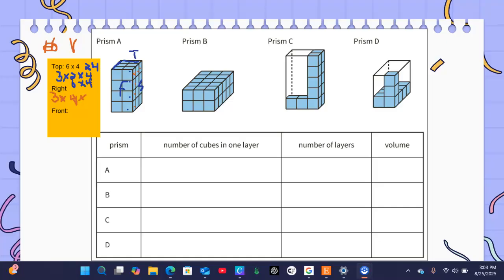Now, how many layers would that be? If we're looking at just this section right here, and we built this amount, how many times do we have to build this same cube? Well, we have built it 1 time, we built it a 2nd time. That would be 2. Let's double check our answer now. Well, we know that 3 times 4 equals 12, and we know that 12 times 2 equals 24.